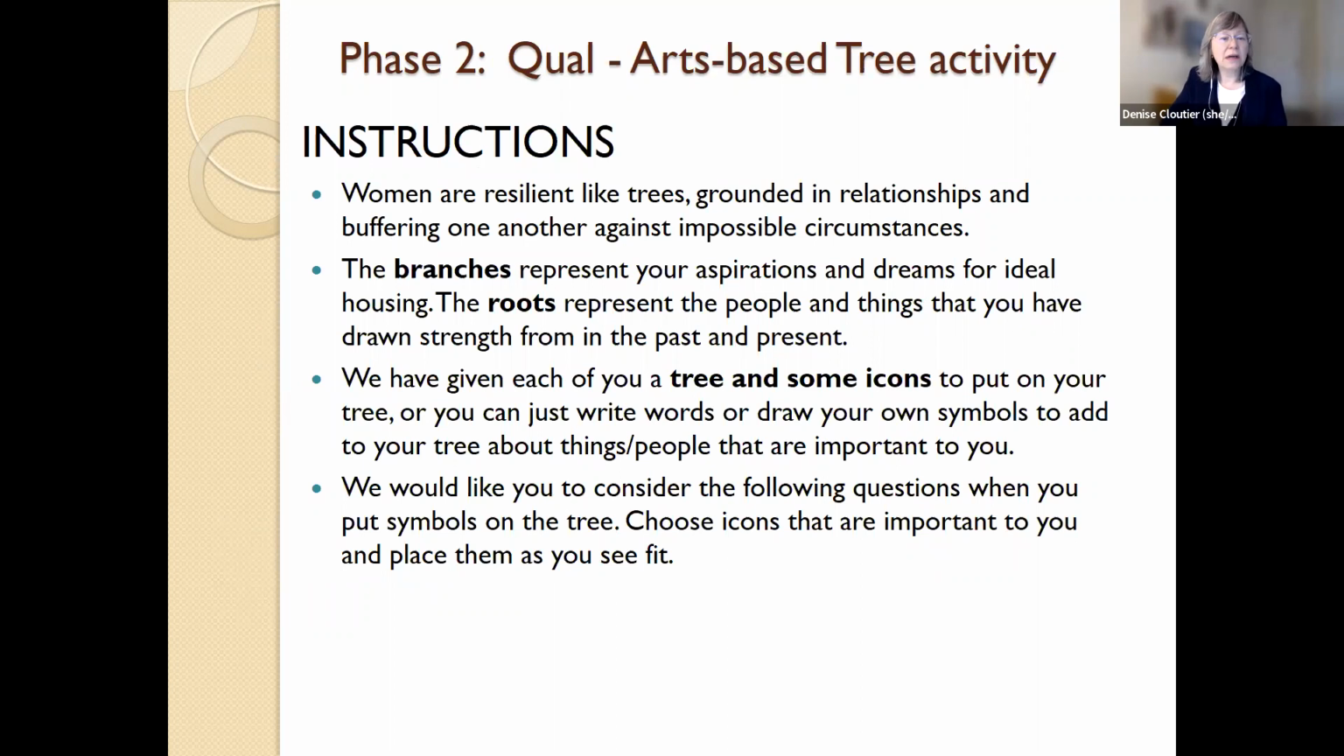So as I mentioned, we brought the women together to share the thematic analysis with them, and then to offer them some different arts-based activities to enrich or deepen our understanding of their experiences. And also, as mentioned, to kind of emphasize more of a healing aspect to their experiences as well.